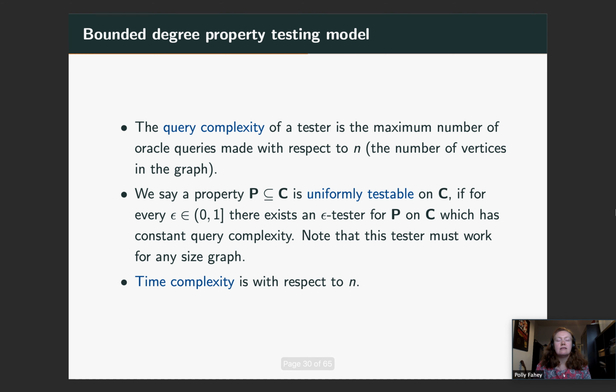The time complexity of a tester is as usual with respect to the number of vertices in the input graph, and I just want to note here that in a lot of the work on property testers, the main aim is to develop testers with constant query complexity, and sometimes authors don't even mention the running time, but of course the running time of the algorithms is important, especially in view of applications.